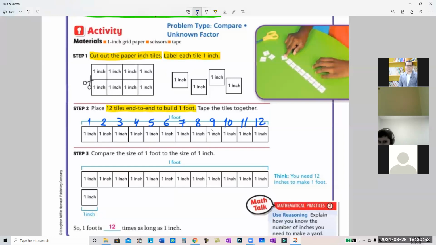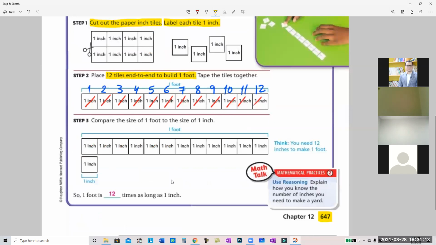So we need 12 tiles of 1 inch to form 1 foot. So we have 12 inches to make 1 foot. So we can say 1 foot is 12 times as long as 1 inch. To convert between foot and inch, you have to multiply by 12. Okay, so let's move to the next page.